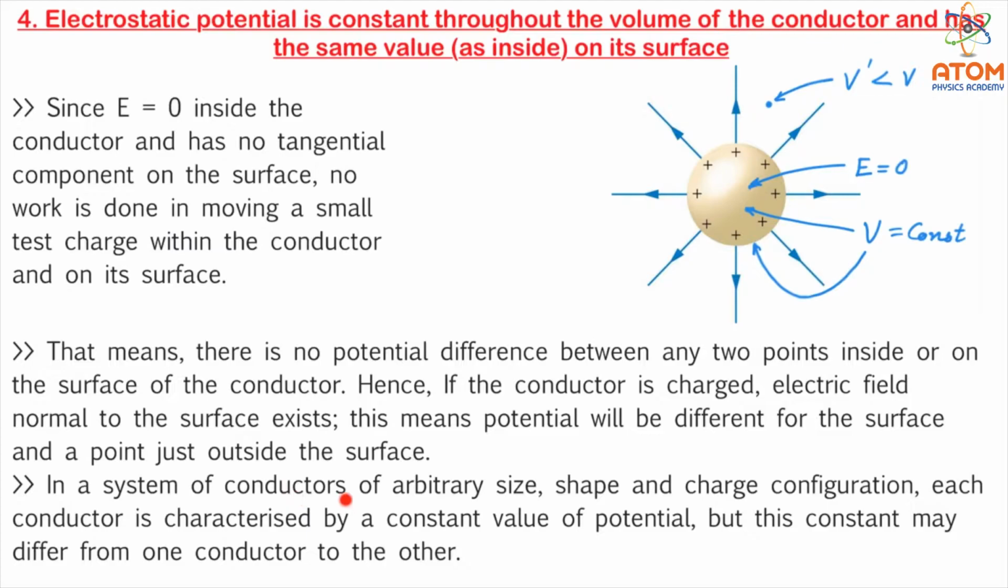In a system of conductors of arbitrary size, shape and charge configurations, each conductor is characterized by a constant value of potential, but this constant may differ from one conductor to another. Right now I have chosen a uniform shape, that is spherical, but a conductor can be of many different shapes. In any arbitrary shape, size and charge configuration, each conductor will have a constant value of potential, but this constant value will be different from another conductor.